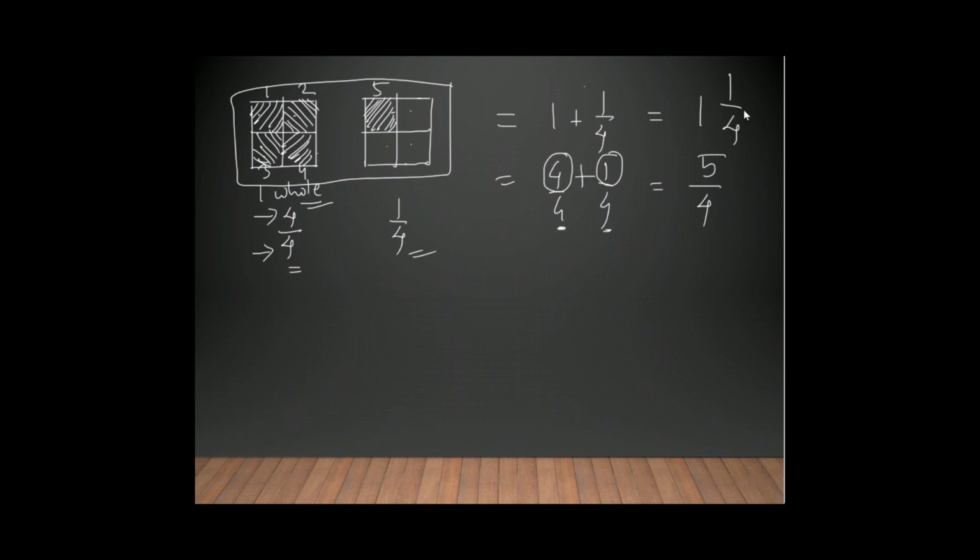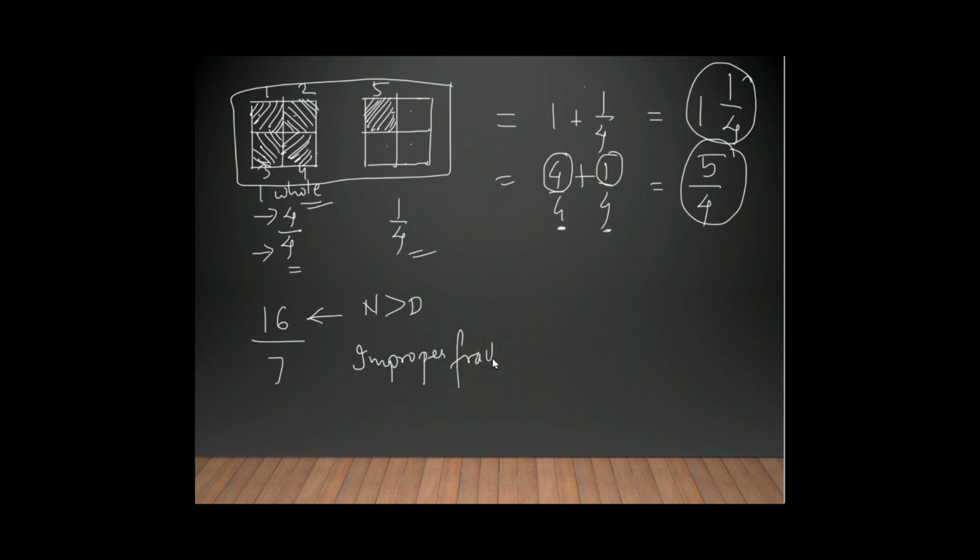Okay, so this form is the mixed form and this form is the improper form. Now if you don't have a figure in front of you, how do you convert between improper and mixed form? Let's see an example like 16/7. By looking at the fraction itself, you come to know that since the numerator is greater than the denominator, this is an improper fraction.